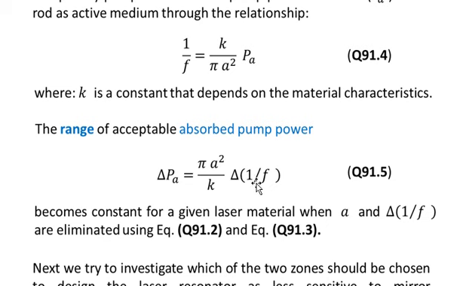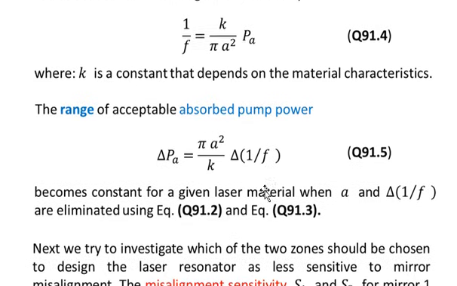Delta, this is not 1 multiplied. This is a delta function, delta as a function of 1 over F. So delta PA is equal to pi A square over K multiplied by delta of 1 over F, as shown in equation number 5. So this delta PA provides you an acceptable range of the absorbed pump power as a function of the change of the dioptric power of the lens.